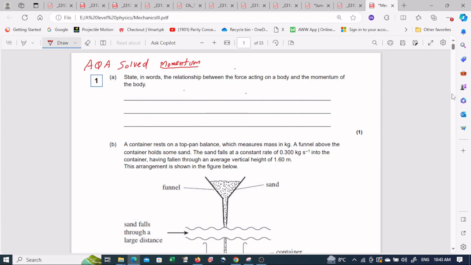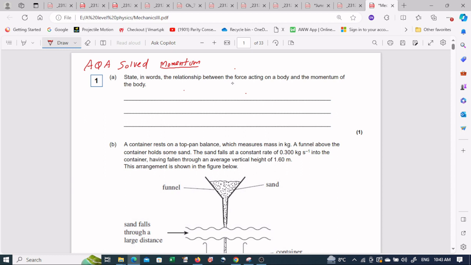Hello, dear viewers. In this video, I'm going to solve another AQ exam question. Now, here is question one. This question is related to momentum. State the relationship between the force acting on a body and the momentum of the body. So we have to define the relationship between the force and the momentum.